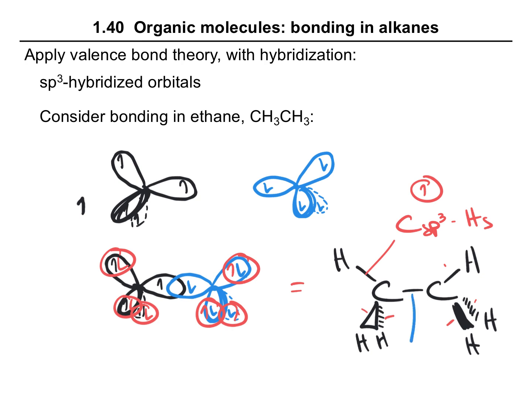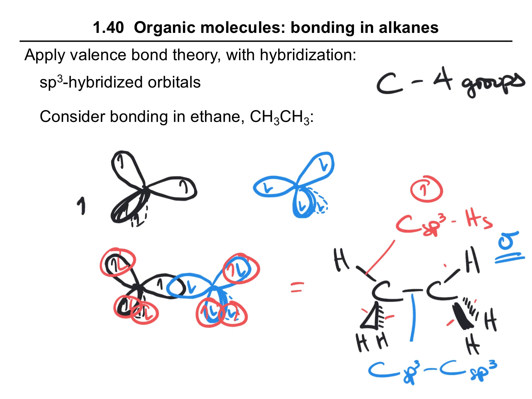And then this bond is made up of a carbon sp3 overlapped with another carbon sp3 orbital. All of these are sigma bonds. So we can use valence bond theory with hybridization to explain the bonding in hydrocarbons. In particular, whenever we have carbon connected to 4 groups, then that carbon can be sp3 hybridized.